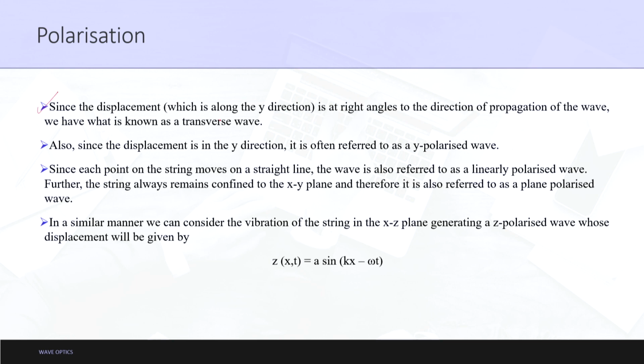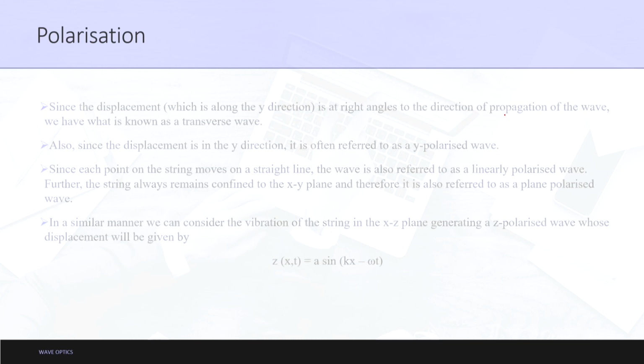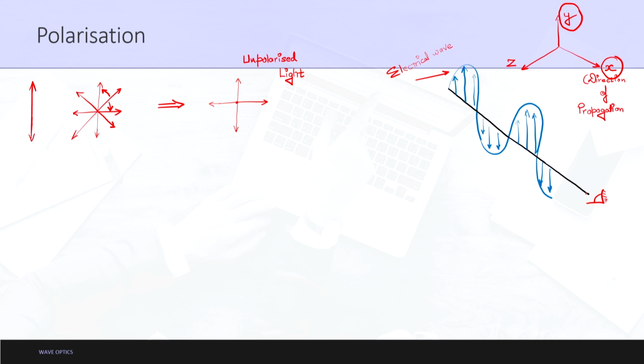Since the displacement, which is along the y direction, is at right angles to the direction of propagation of the wave, it is quite evident, as you can see, that the direction of propagation and the direction of displacement are perpendicular to each other, that is, 90 degrees to each other. Therefore this type of wave is known as a transverse wave.